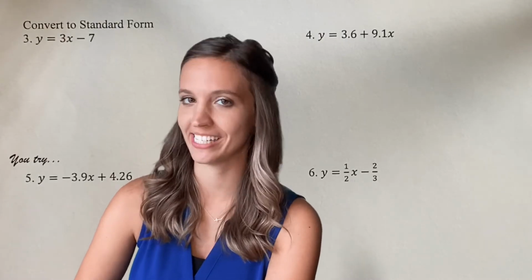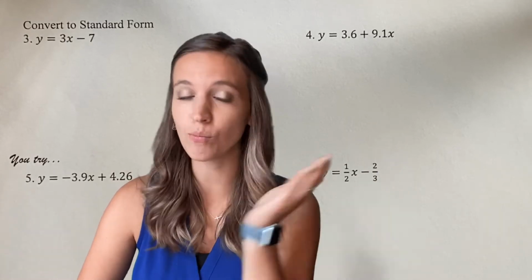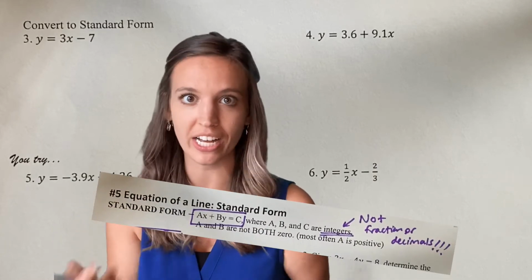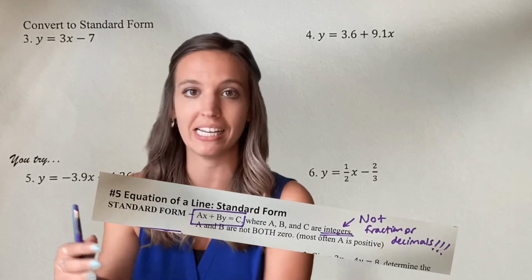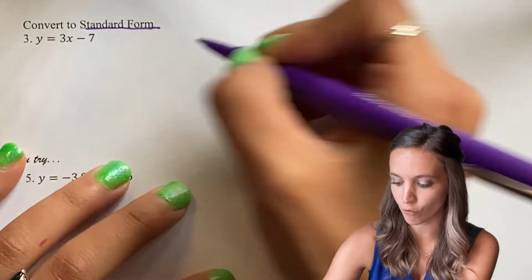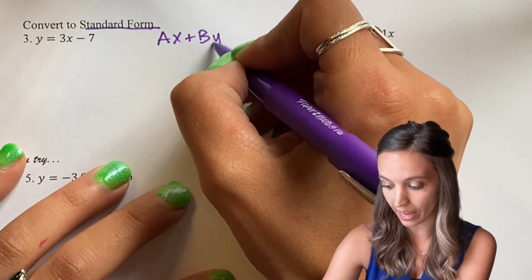Next, we're going to convert to standard form. We really need to be careful here. We want to make sure we have our x's and y's on the same side, and we also really want to check to make sure we don't have any fractions or decimals because we're supposed to have a, b, and c as integers. This is really good for our number sense. So if I'm going to convert to standard form, let me go ahead and write my general standard form off to the side. Ax plus by equals c.